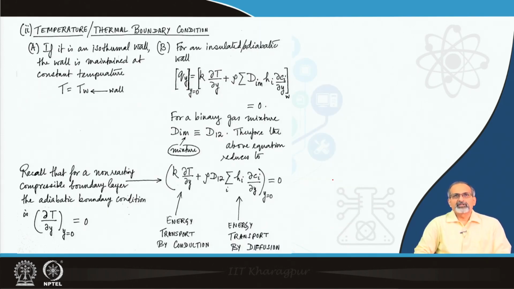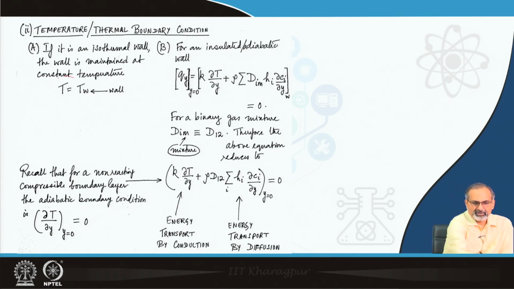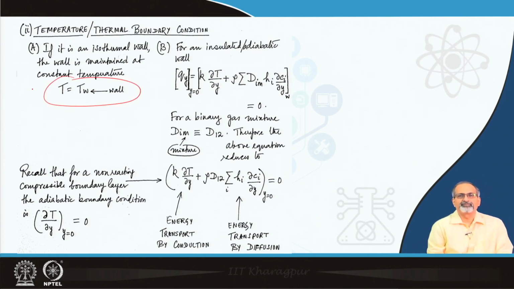Coming to the temperature or thermal boundary condition, if it is an isothermal wall, the wall is maintained at constant temperature. So, T is equal to T wall, in brief written as T w. For an insulated or adiabatic wall, the heat transfer should be 0. So, we write down the heat transfer expression which we had described in an earlier lecture in this week.